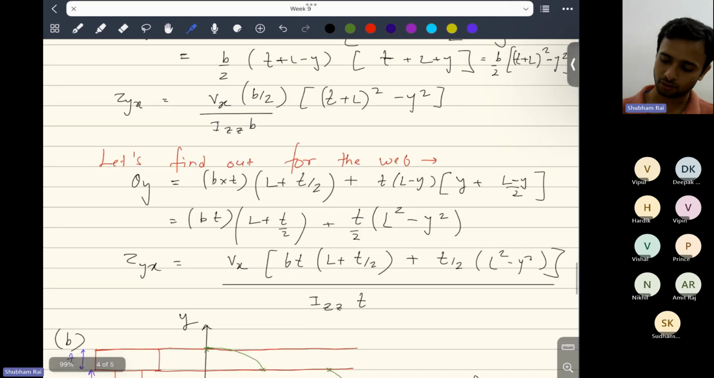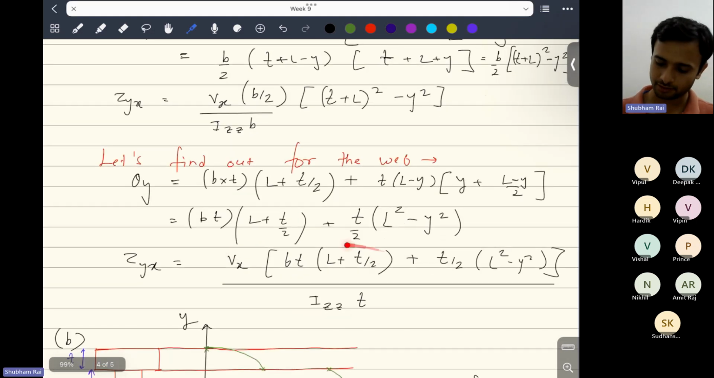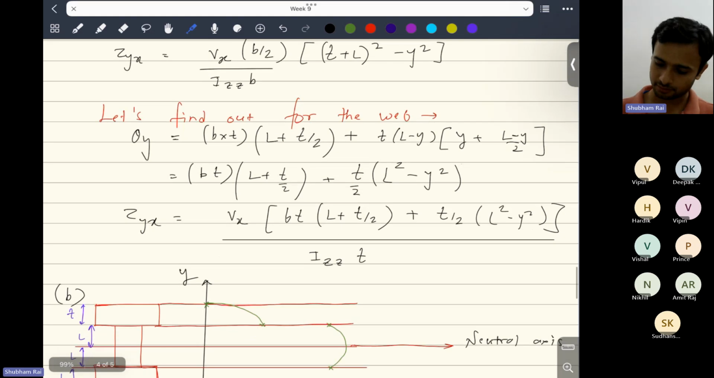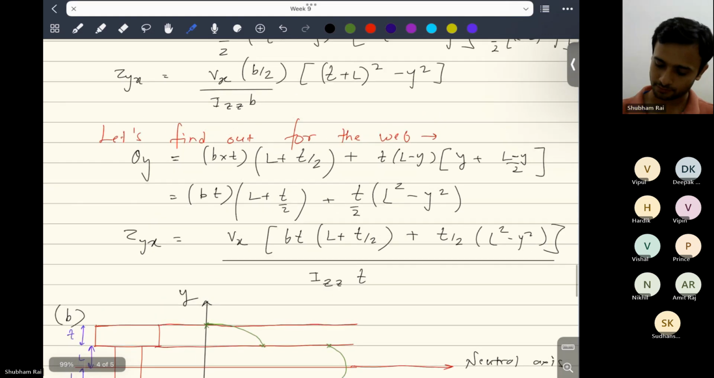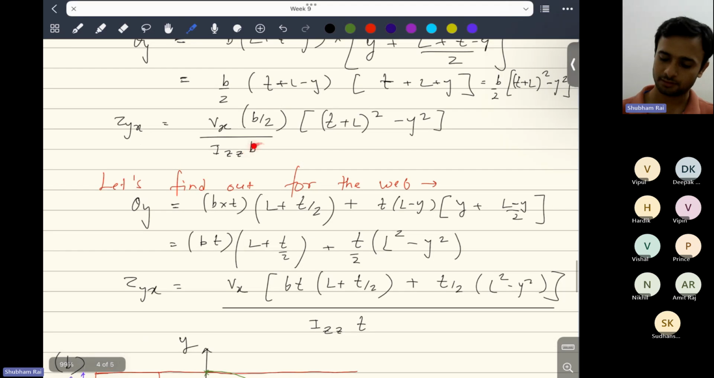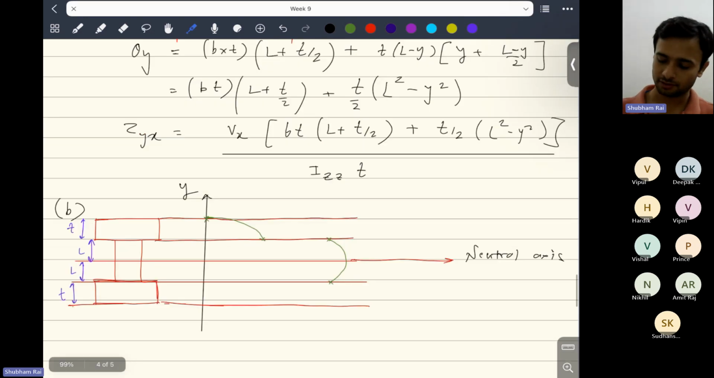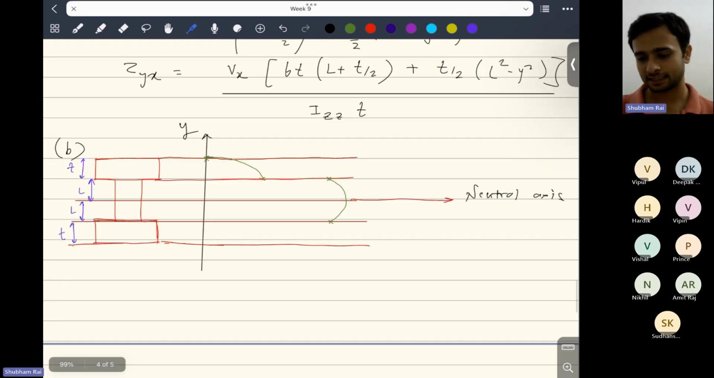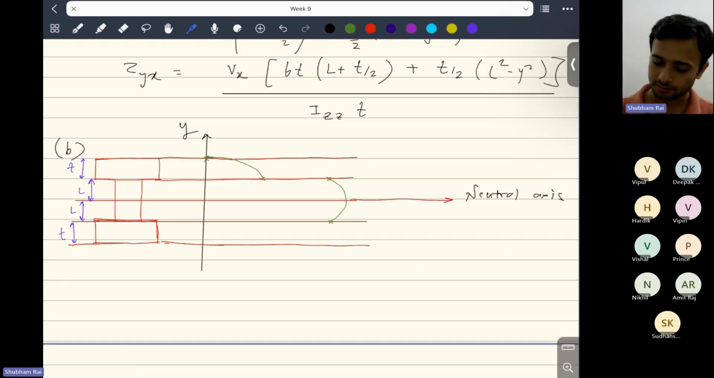You will get a quantity smaller than this term. You can try. And that is because in the denominator here you have T and here you have B. So B is large compared to T. That will also make a difference. Anyway, you can find the exact values. I'm just plotting a trend. You can find the exact values and plot, but the trend will be the same.